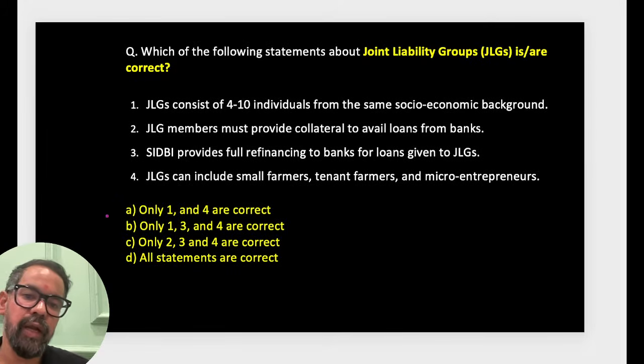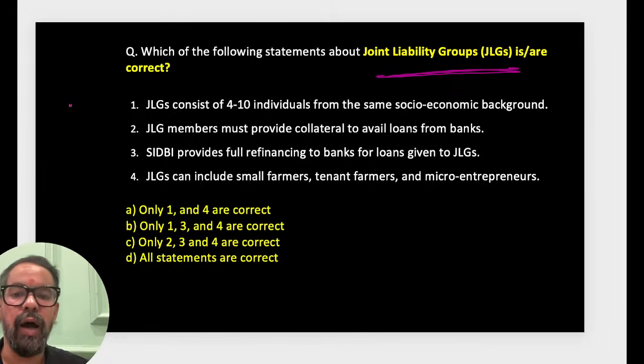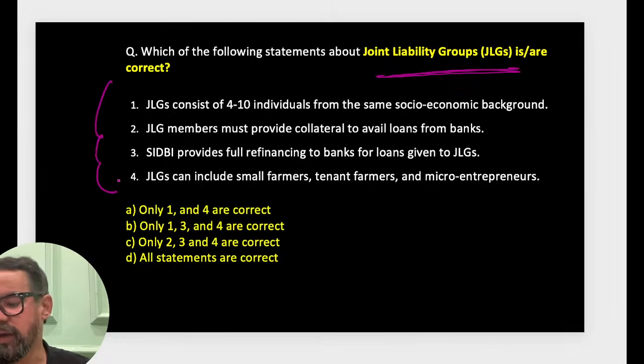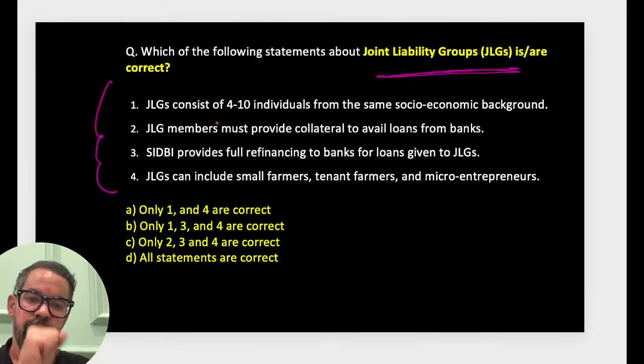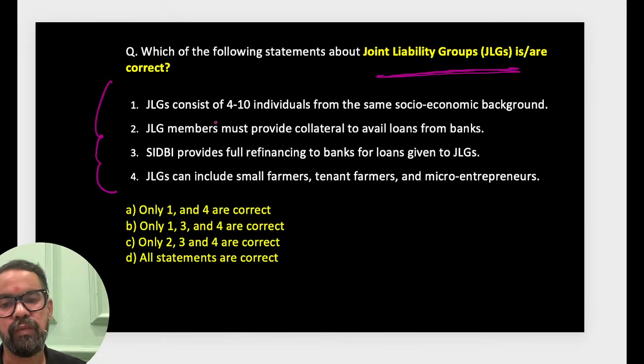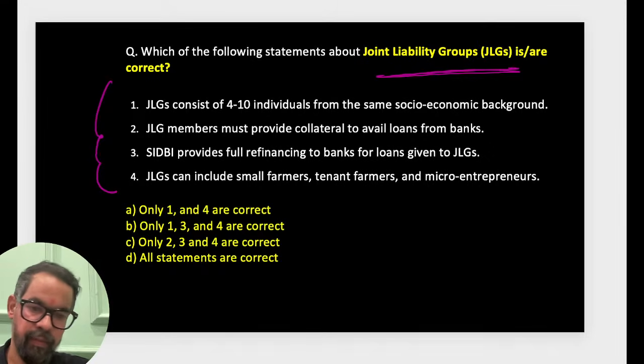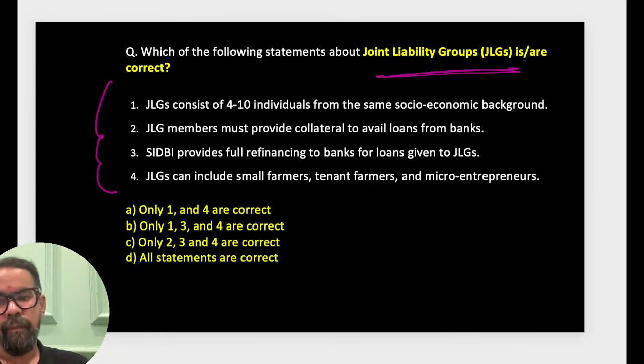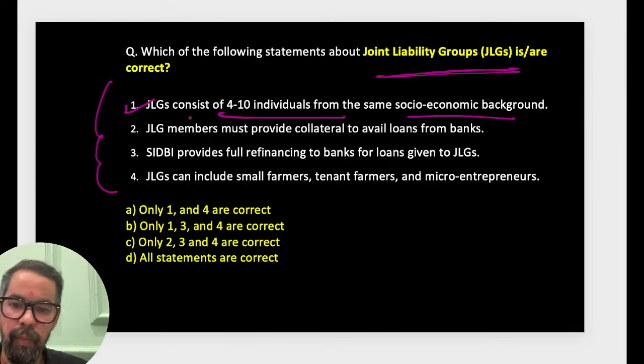Next one. This is also asked many times, guys. Joint liability groups are correct. What will be your correct answer? JLGs consist of 4 to 10 individuals from the same socio-economic background. That is true. JLG member must provide collateral to avail loan.